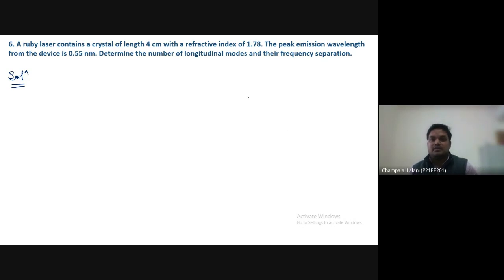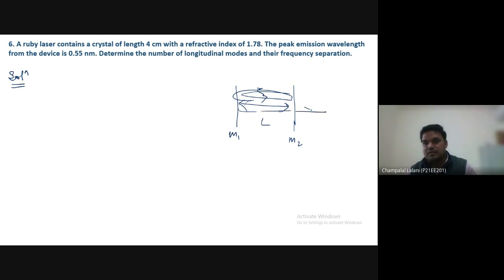See, what happens in a laser? Suppose this is a cavity. The cavity length is L. So the electrons oscillate in between. Suppose these are the mirrors M1 and M2. When an electron oscillates between these mirrors, this one is purely reflecting, 100% reflecting, and this one is about 95% reflecting in nature.